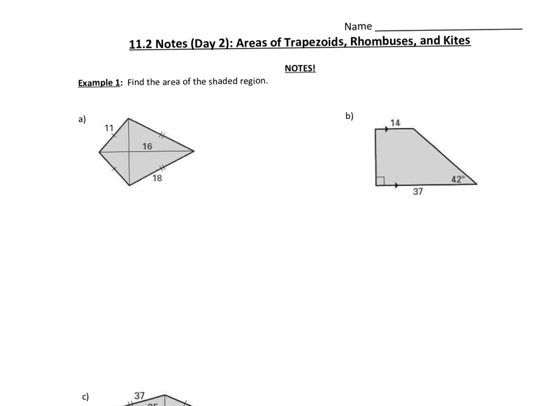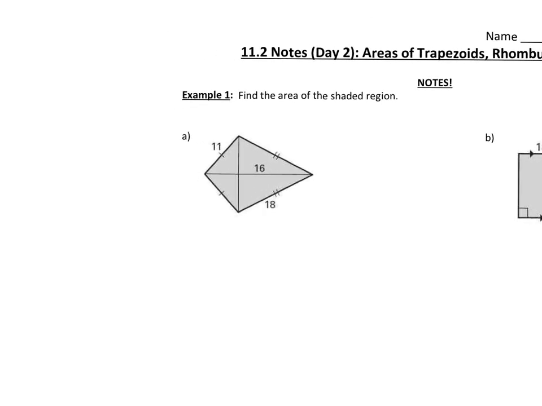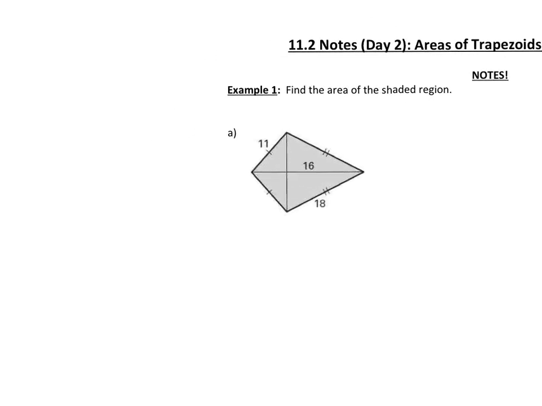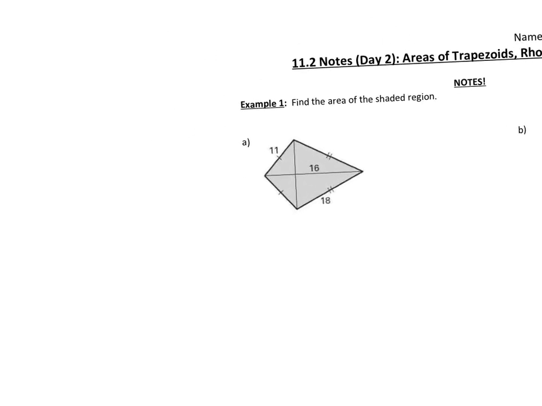So all of the different tools that we have learned so far are going to come back, and we're going to have to remember and use those tools to help us find missing side lengths so we can find these different areas. Now, we're going to look at this first one here. This first one says to find the area of the shaded region.